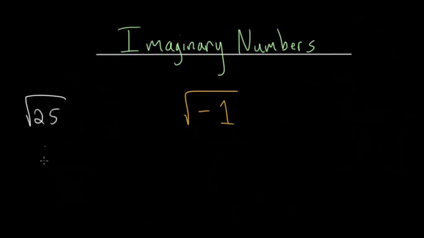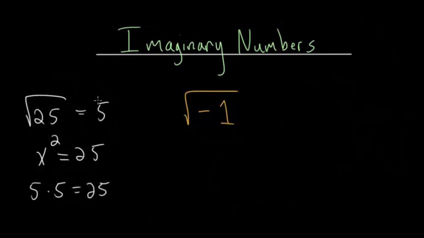We can look at the square root of 25, for example. This is asking what number multiplied by itself gives you 25. Or we could say x squared gives you 25. What is x? We know that 5 times 5 would give you 25, so the square root of 25 would be 5. Similarly, we can apply that idea to the square root of -1.